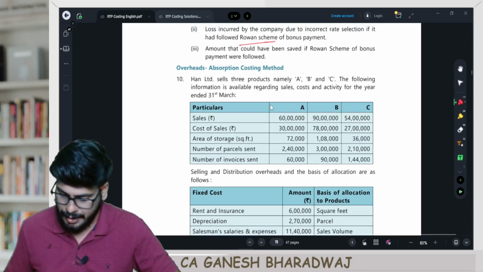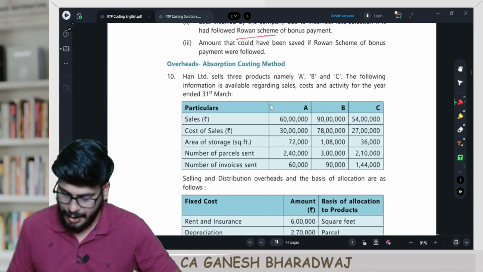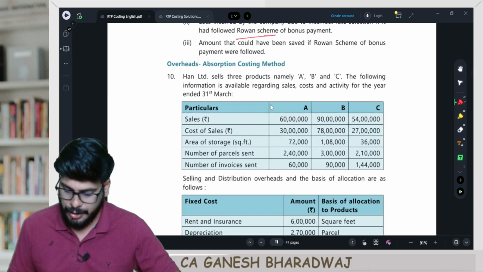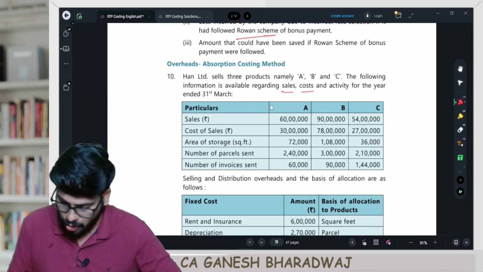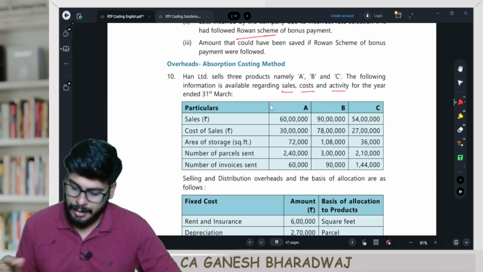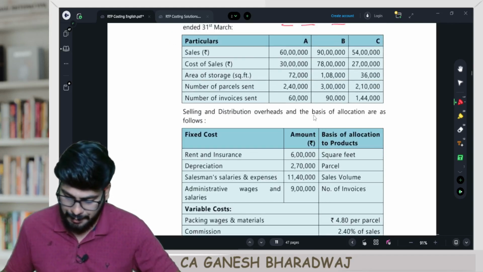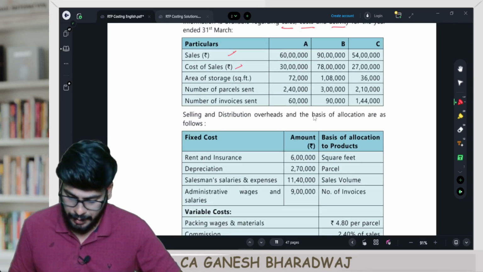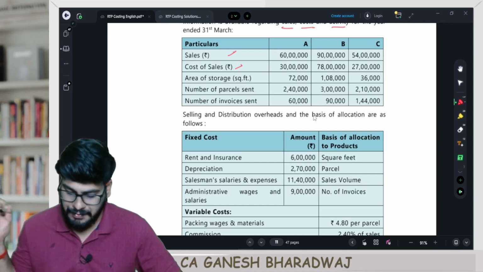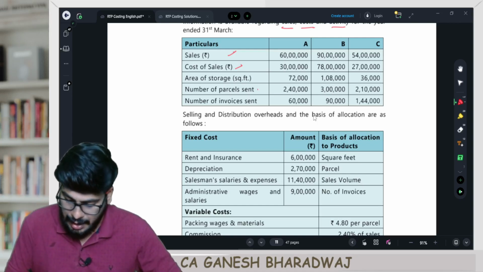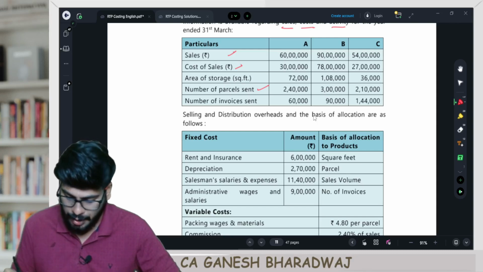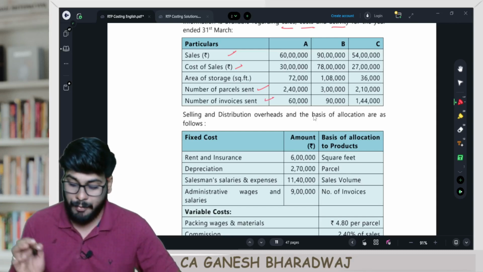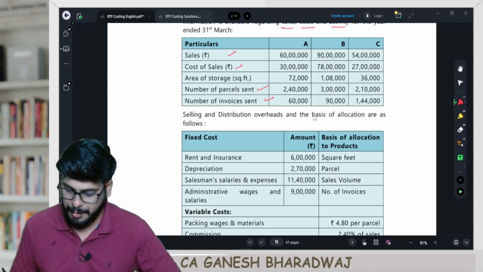Han Limited sells 3 products, namely A, B, and C. The following information is available regarding the sales cost and activity for the year ended 31st of March, A, B, and C. The sales figures are given. The cost of sales figures are given, right? Then area of storage in terms of square feet, each of the product breakup is given. Similarly, the number of parcels sent for each of the product, the breakup is given. And the number of invoices sent for each of the product, the breakup is given.